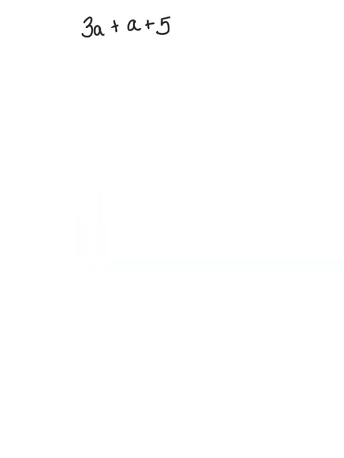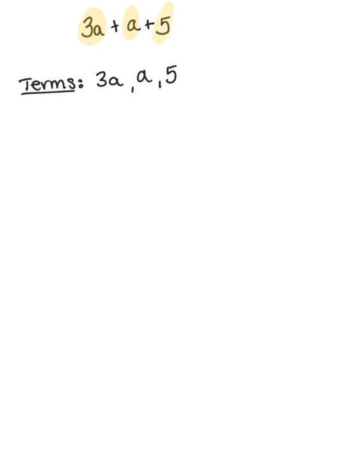All right, so let's look at another one. The first thing we're going to do is we are going to list our terms, all right? Remember, terms is everything in the math sentence separated by plus and minus signs. So our terms in this particular problem are going to be 3a, a, and 5. Notice, each of these is separated by the plus sign.